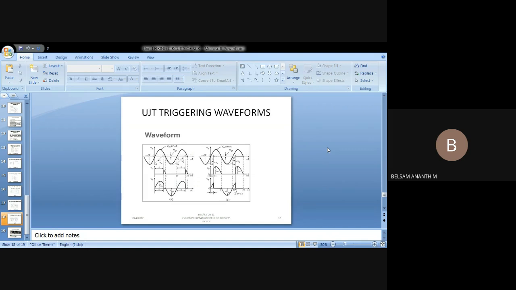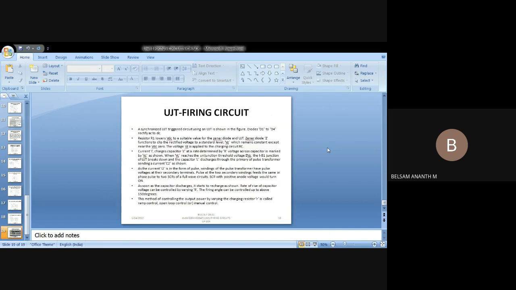So this may be the UJT triggering waveforms with the full interval. That means here we have the sequence of pulses in both the cases. Got my point or not? Positive pulses and negative pulses we may have. So please remember in your mind.